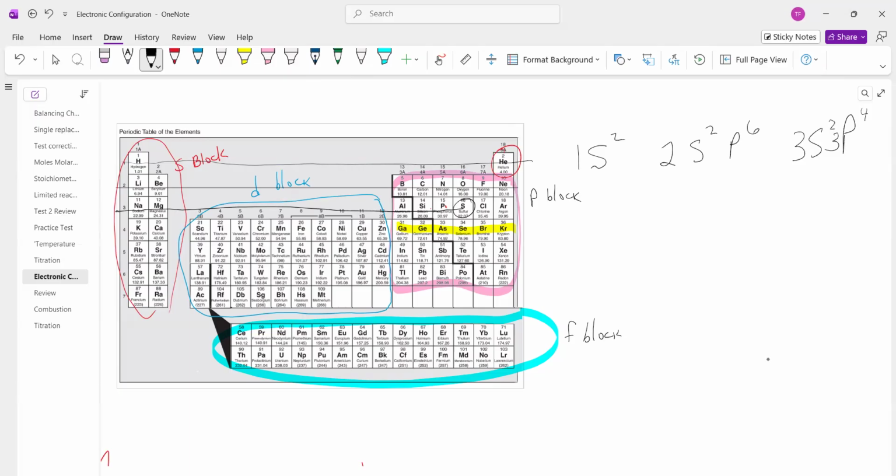Hmm? Oh. Okay. It is 3P4. Wouldn't it be 2?